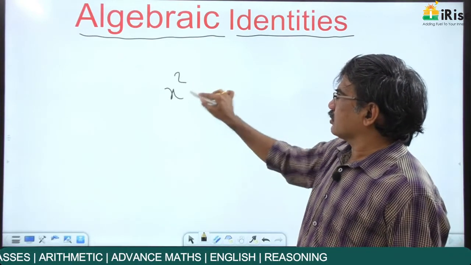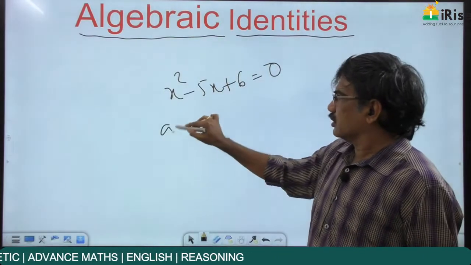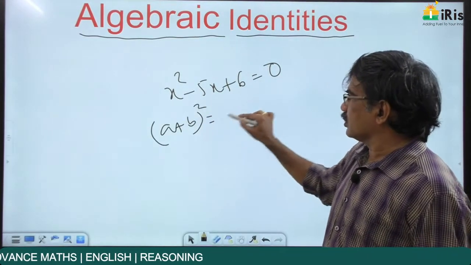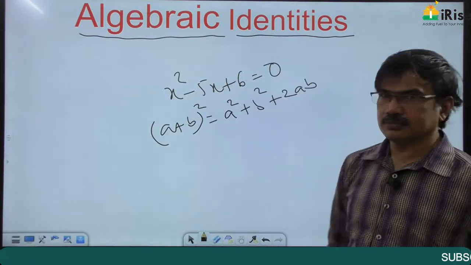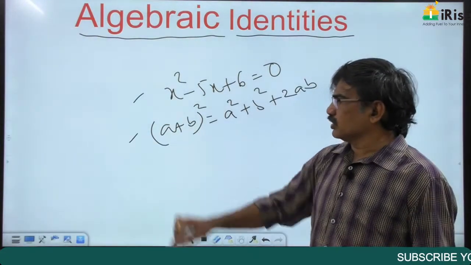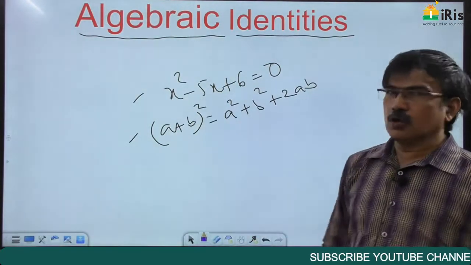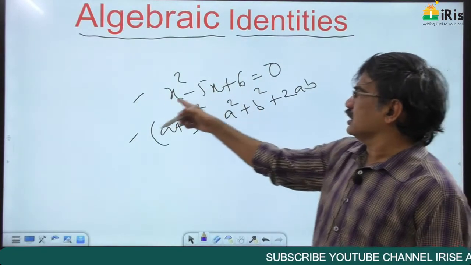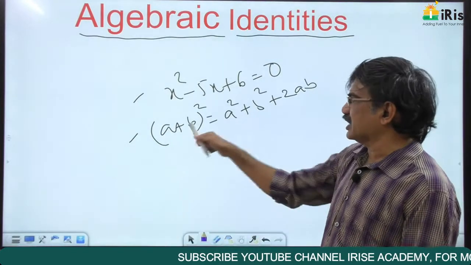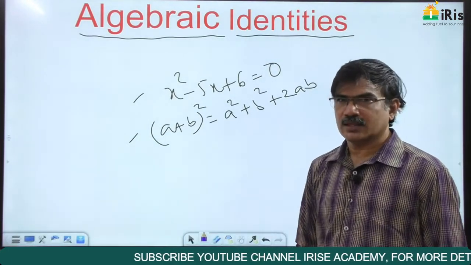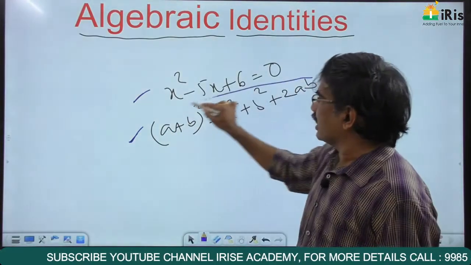For example, x square minus 5x plus 6 is equal to 0. And (a plus b) whole square is equal to a square plus b square plus 2ab. Here, these both are equations. What is an equation? An equation is nothing but an expression which is equal to 0, or equating two expressions is also an equation. So this is an equation, this is also an equation, but this is called an identity.